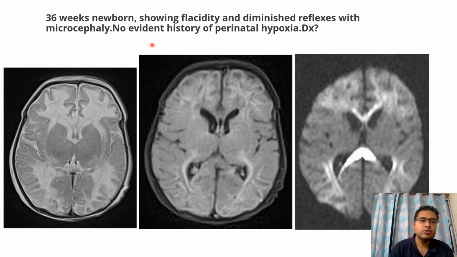Coming to my next case, which is of a 36-week newborn showing flaccidity and diminished reflexes with microcephaly. No evident history of perinatal hypoxia, and this is the MRI of this particular newborn, where on T2 weighted images we can see extensive hyperintensity involving the white matter, also seen on the FLAIR images. And these are the DWI images where we can see restriction in the splenium and the genu of the corpus callosum and the white matter.